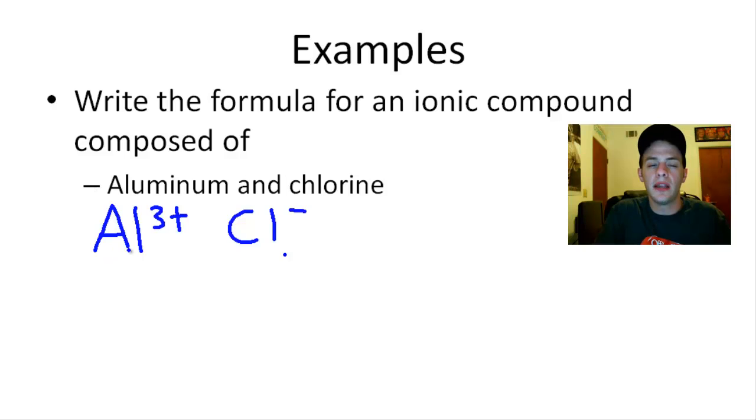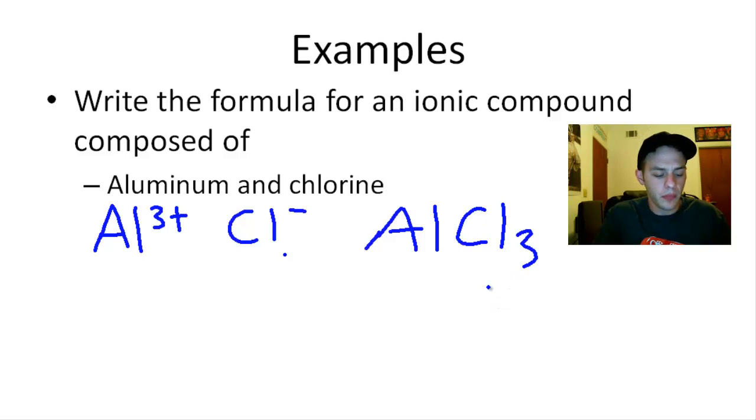So it looks like if we leave the aluminum alone, so if we have 1 aluminum ion, and we have 3 chloride ions at -1 apiece, then it's going to balance out. So our formula unit then is going to be AlCl3. So that's the formula unit for this ionic compound. This is how we would name this stuff.